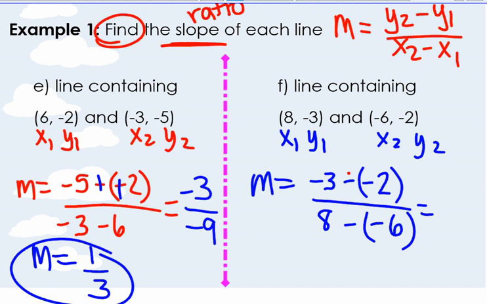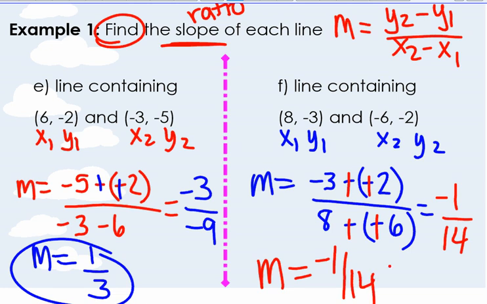So again, a negative times a negative will become positive. So I've got -3 plus 2, giving me a -1. And I've got 8 plus the 6, giving me 14. Now this will not simplify, so that is my answer. I get m equals -1/14. Okay, and that would have worked out exactly the same if you had done y2 minus y1. So as long as you keep the order the same, you're golden.